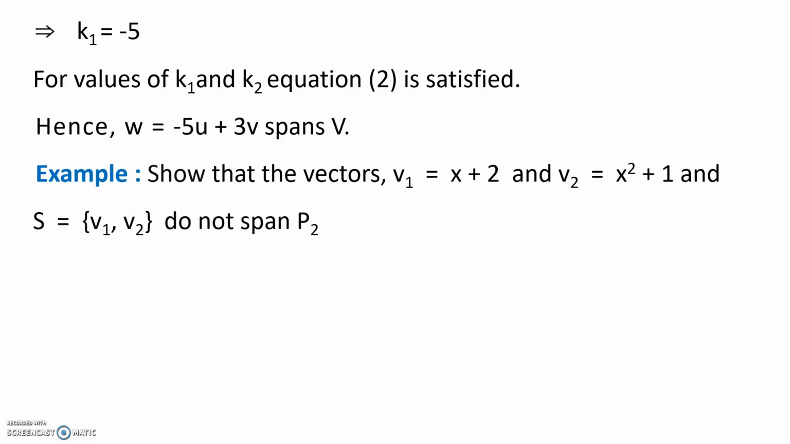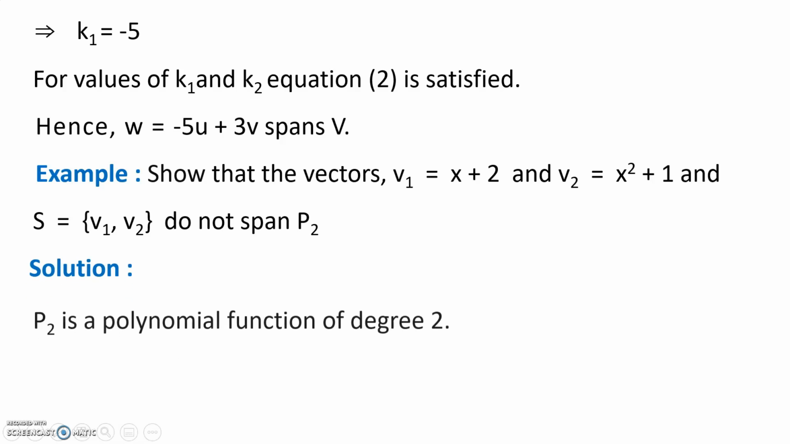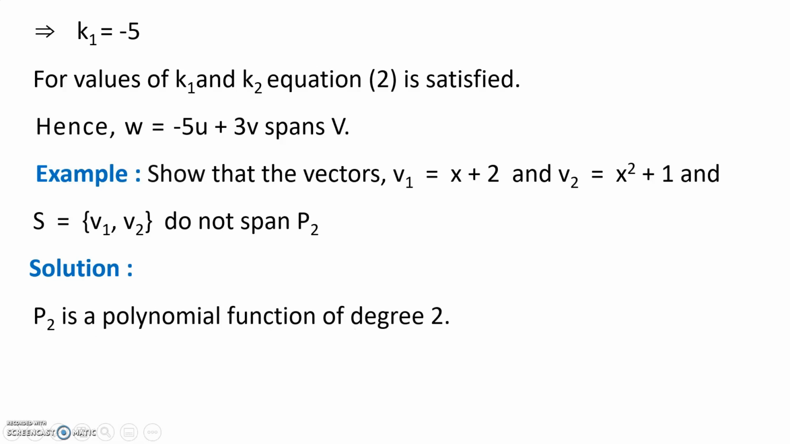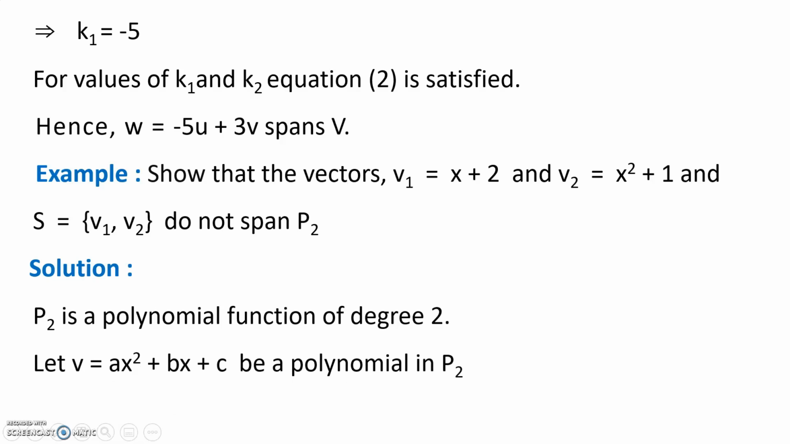Next example, show that the vectors V1 is equal to x plus 2 and V2 is equal to x square plus 1 and S is equal to the set of elements V1, V2 do not span P2. P2 is the set of polynomial functions of degree at most 2. Let V be an element of P2, then V can be written in the form ax square plus bx plus c. If V is a linear combination of vectors v1 and v2, then V can be written as k1 v1 plus k2 v2.